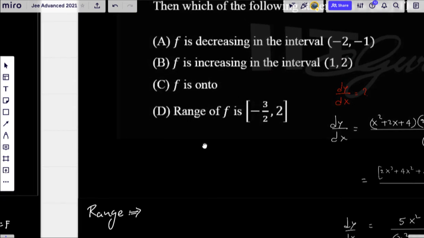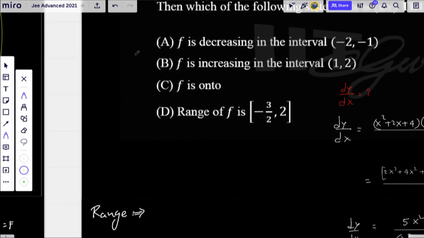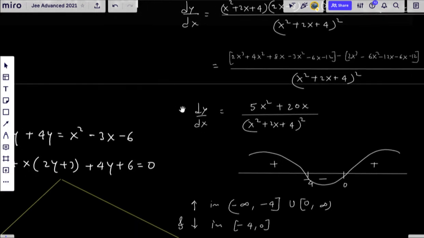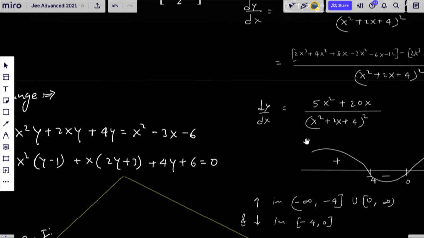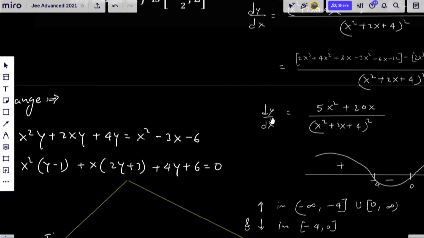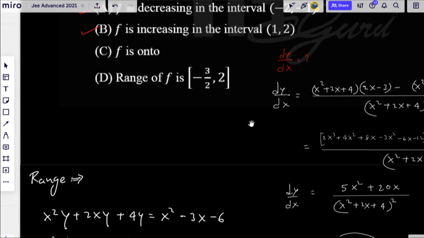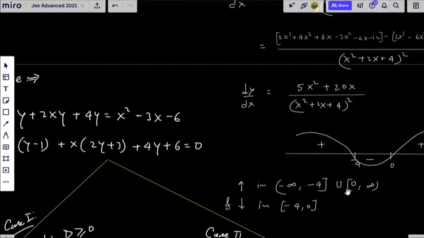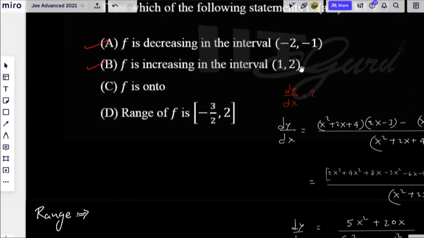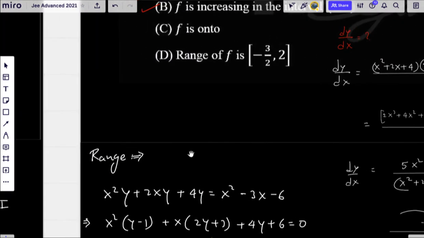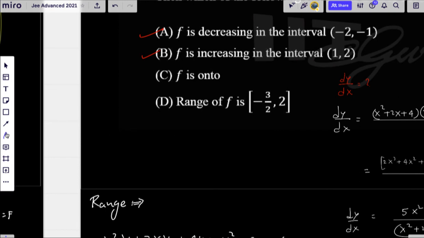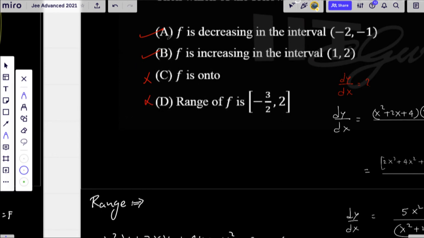So it's not correct. So finally, what are the correct options? A option is correct. B option is correct. Yeah, because it is in the interval 1, 2 and in the interval minus 4, 0. So of course this is decreasing, increasing in the interval 1, 2. Increasing in the interval 1, 2, yes, it's correct. Decreasing in the interval minus 2 to minus 1, yes, this is also correct. What about C? So C will not be correct, and D will also not be correct, and A and B are the only correct options. Okay, so this is the final answer.